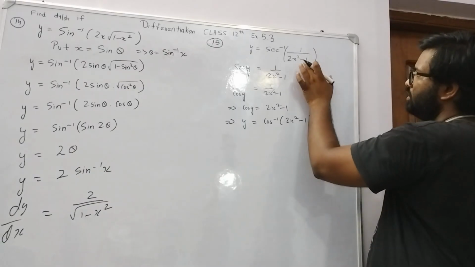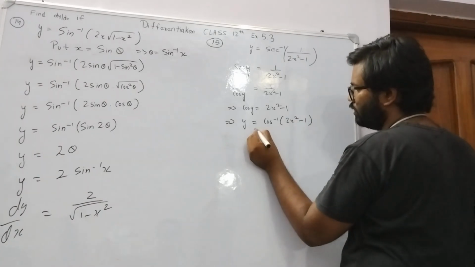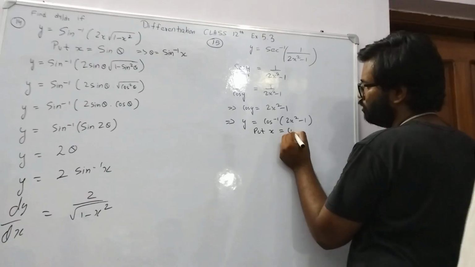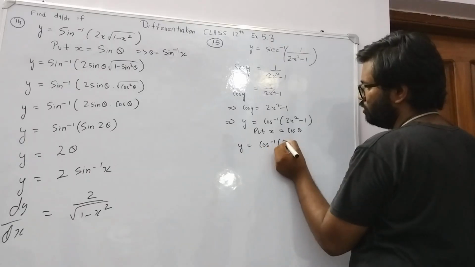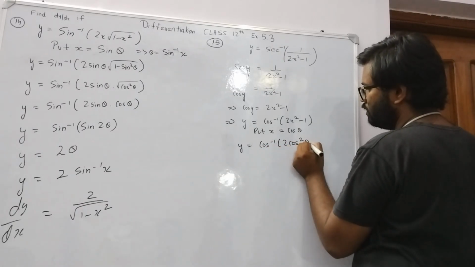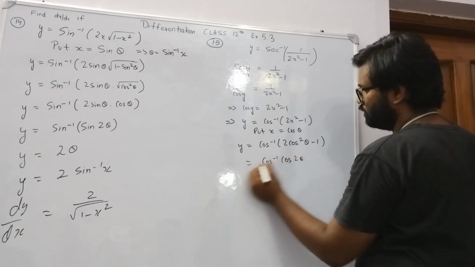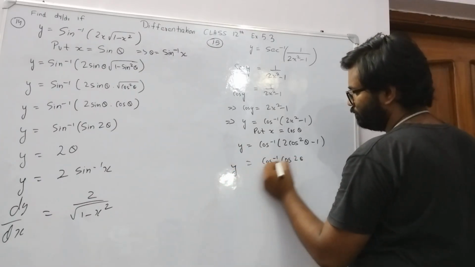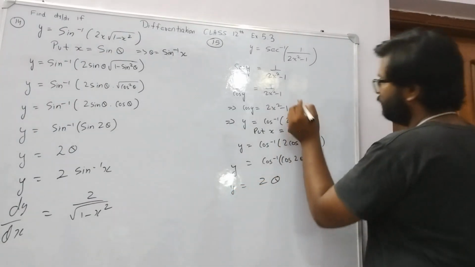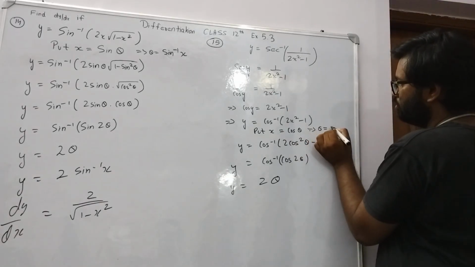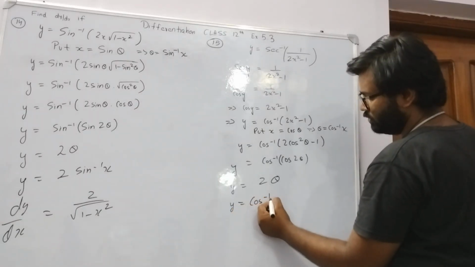So now the question is transformed from this to this. Here we will put x is equal to cos theta. Why? Because we are seeing it is cos inverse 2 cos square theta minus 1, which is always equal to cos inverse cos 2 theta. So the value of y will be 2 theta. And from here we can say theta is equal to cos inverse x. So y is equal to 2 cos inverse x.